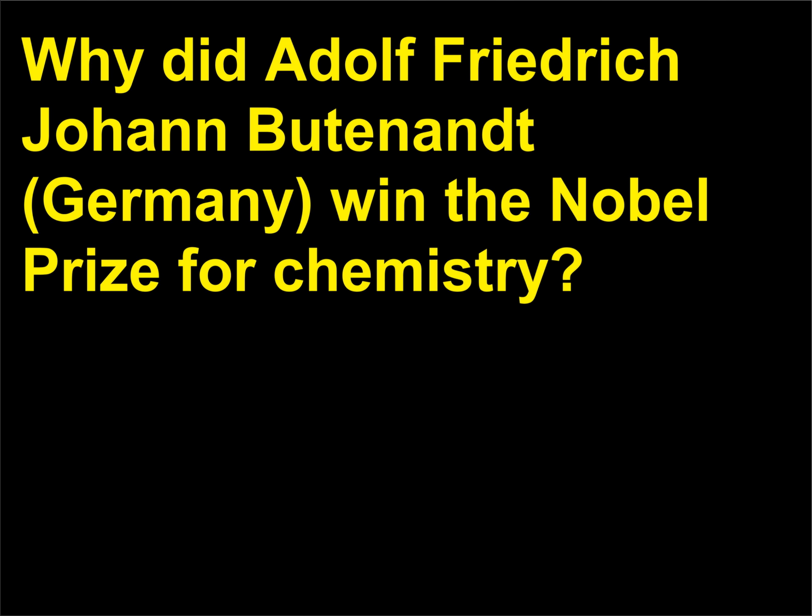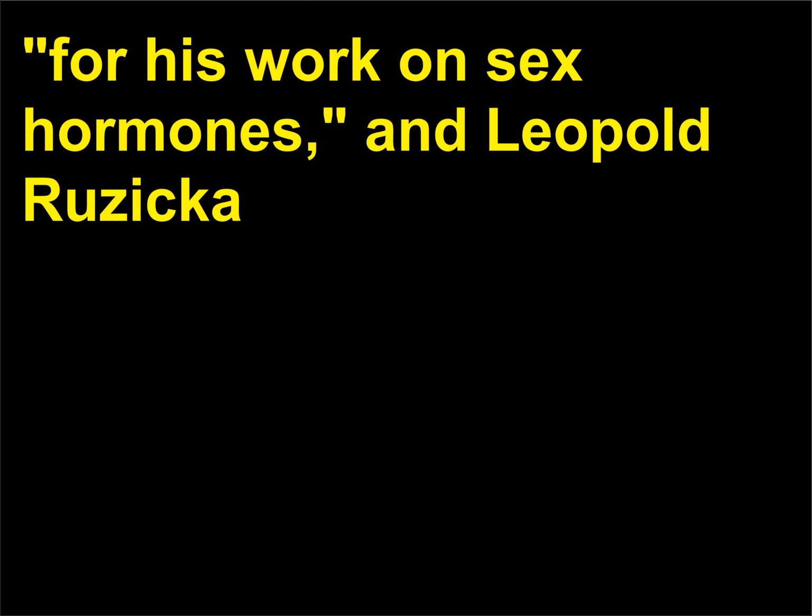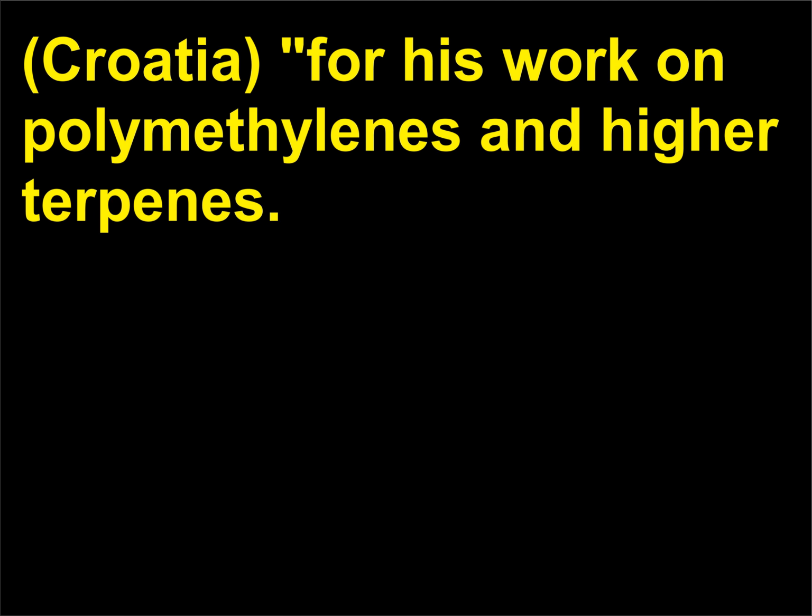Why did Adolf Friedrich Johann Butenandt, Germany, win the Nobel Prize for Chemistry? For his work on sex hormones, and Leopold Ruzicka, Croatia, for his work on polymethylenes and higher terpenes.